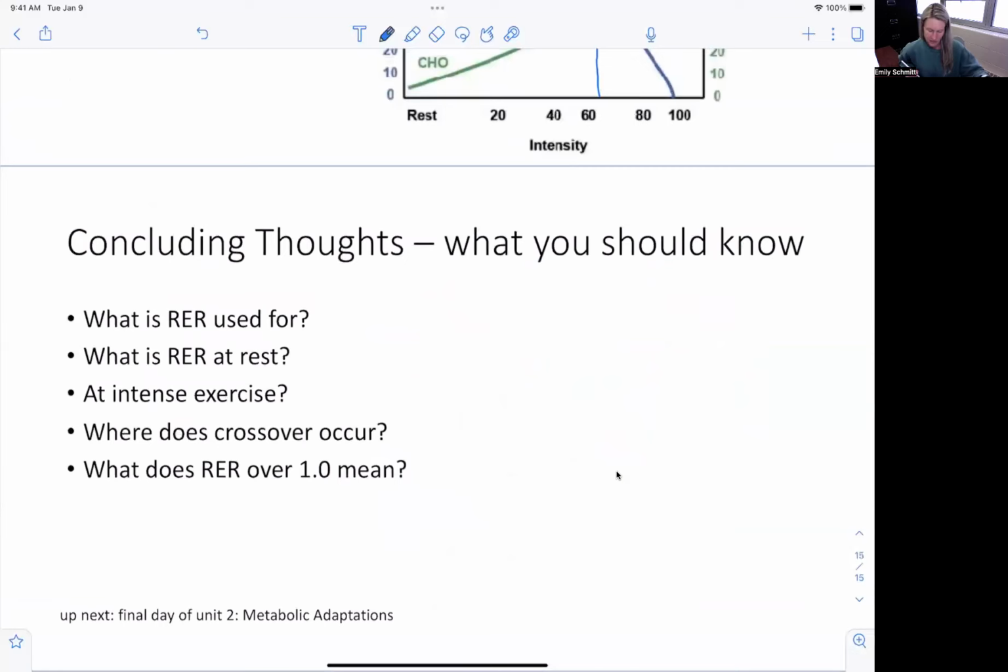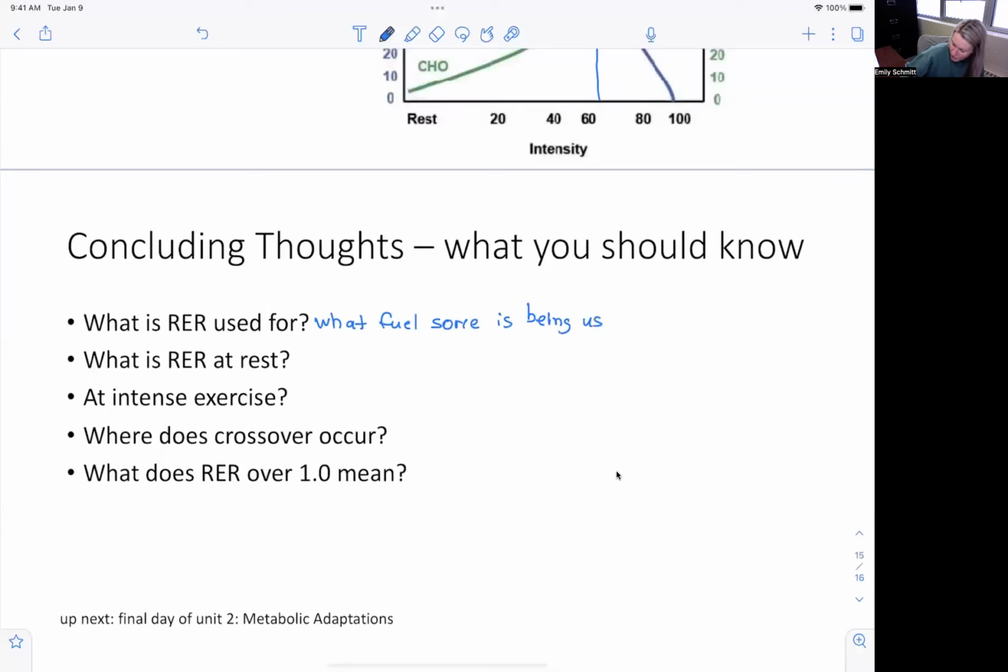So some concluding thoughts, and really the take-home messages for this lecture: RER is used to determine what fuel source is being used for muscular work and activity. What is RER at rest? 0.7, where you are primarily oxidizing fats. What about intense exercise? 1.0, where you are primarily tapping into carbohydrates. Where does your crossover occur? An RER of 0.85 means that you are utilizing 50% fats and 50% carbs. What does RER over 1 mean? That means that you are in a hyperventilative, is that a word? State.